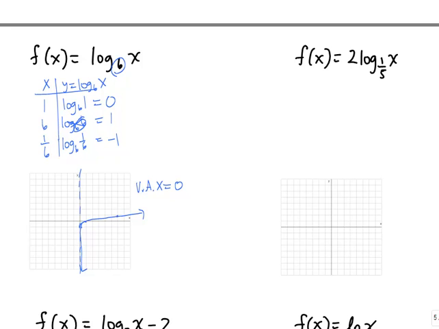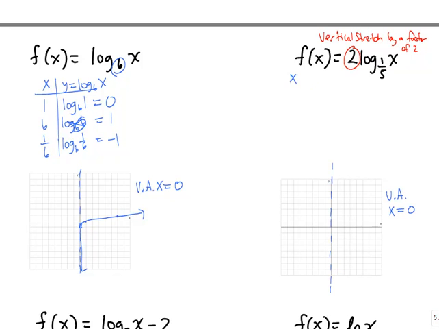Let's try the next one here. In the next one, we do have this 2 out front. Remember what that is called. That's called a vertical stretch by a factor of 2. All that does is it takes all your normal y values for log base 1/5 of x and multiplies them by 2. So it's just going to stretch our graph and make it grow a little bit faster than it would normally. We don't have any shifts going on here, so the vertical asymptote is not going to change. It's going to stay at x equals 0. So let's go ahead and put in that dashed vertical line.